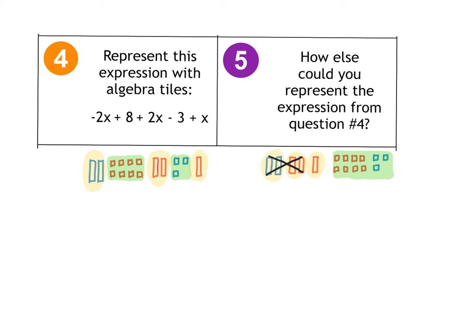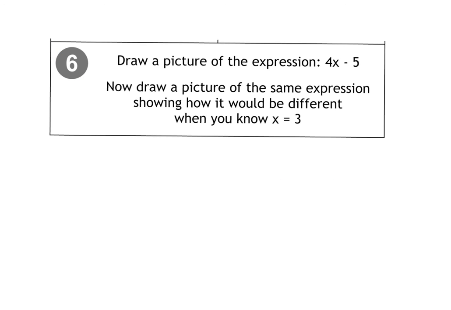The same thing will happen with the number tiles. We'll be left with positive 5, since the positive 3 and the negative 3 could create 0 pairs and just leave us with positive 5. So the final expression would be 1x, or just x, plus 5. To represent the expression 4x minus 5, we'll use 4 red rectangles and 5 blue small squares.